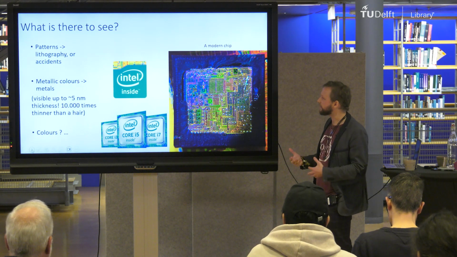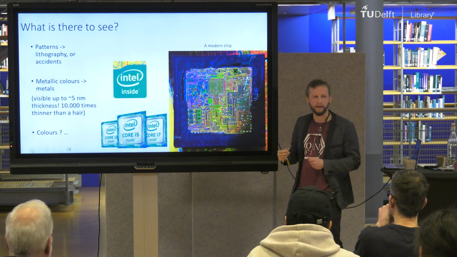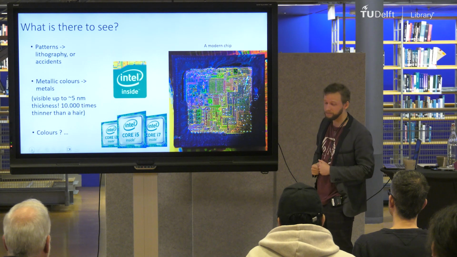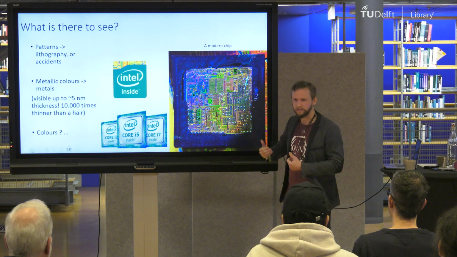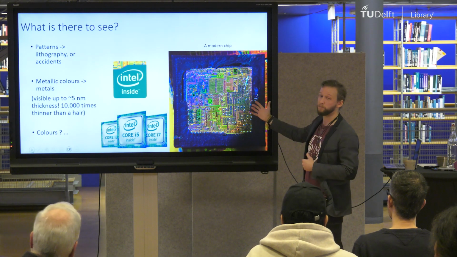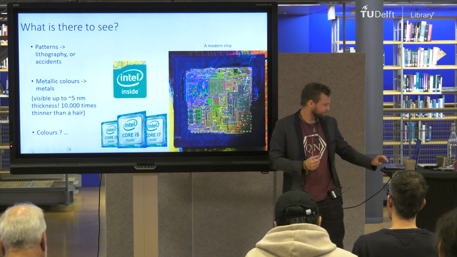We can sort of separate it into a few categories, right? We see some metallic hue, and metallic layers up to 5 nanometer thickness, a countable amount of atoms, we can still see that sort of metallic. Then there are some colors, and where do these colors come from? That's, of course, one of these questions. And we have our patterns, our lithography, right? The things that are there.